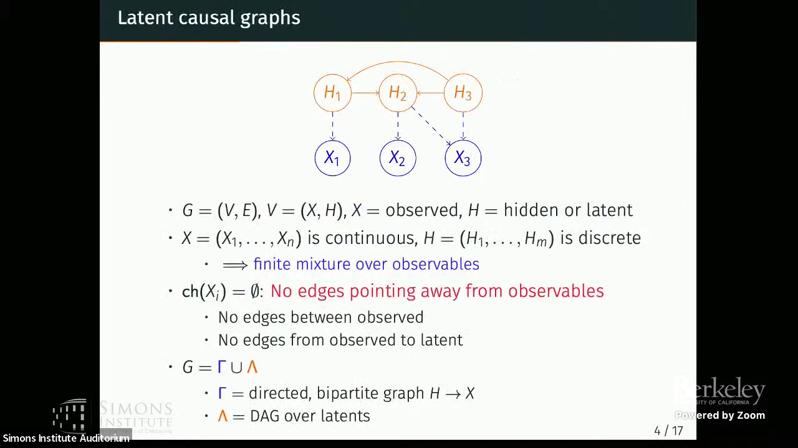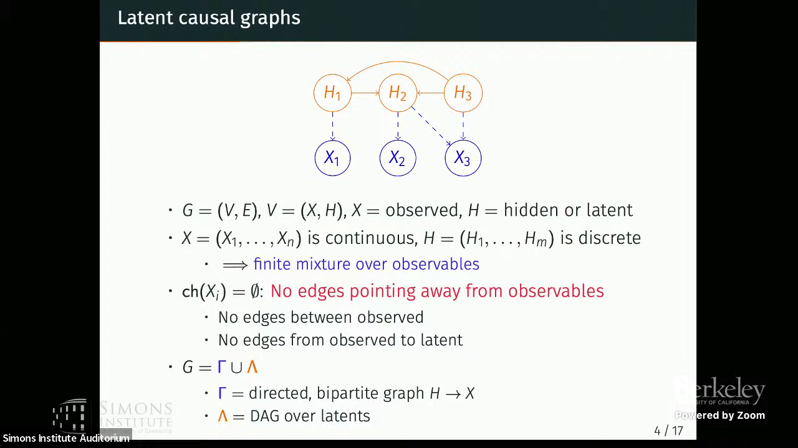Okay? So for today's talk, instead of thinking of the vertex set as just one random vector, we're going to partition it into observed and hidden states. I'm going to assume throughout this talk that the observed variables are continuous. This is not crucial. You can make them discrete. But for simplicity, I'm going to restrict my attention to the continuous setting. And crucially, this is important, I'm going to assume that the hidden variables are discrete. The reason for this, which I will have a lot more to say about, is that when the hidden variables are discrete, we induce a finite mixture over the observables. And the structure in that finite mixture is going to be very important to us.